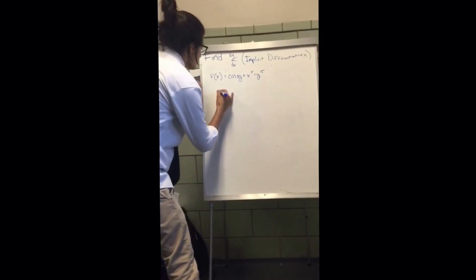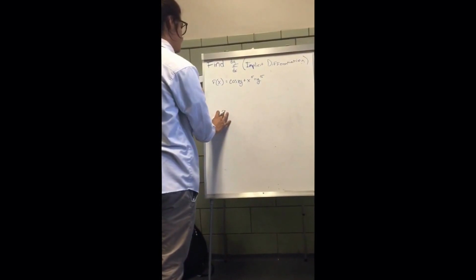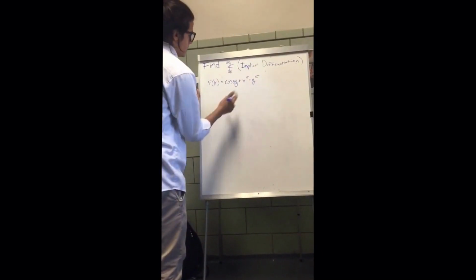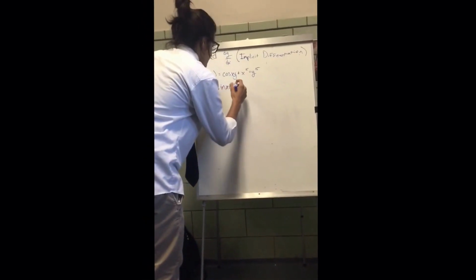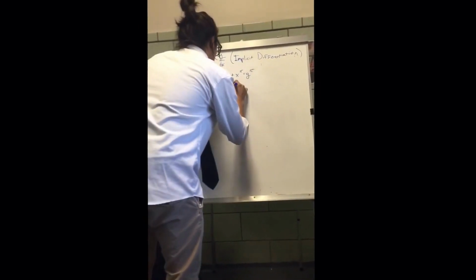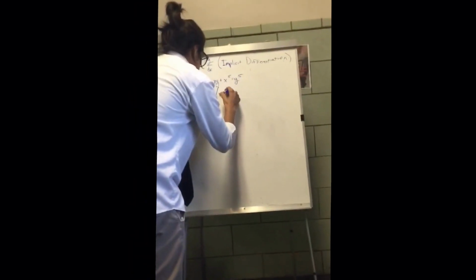Alright, so we're going to find dy/dx of f of x equals cosine xy plus x to the 5th equals y to the 5th. So first, we're going to have to do the chain rule. So we're going to do derivative of the outside times the derivative of the inside. Then with the derivative of the inside, we're going to have to do the product rule with xy.